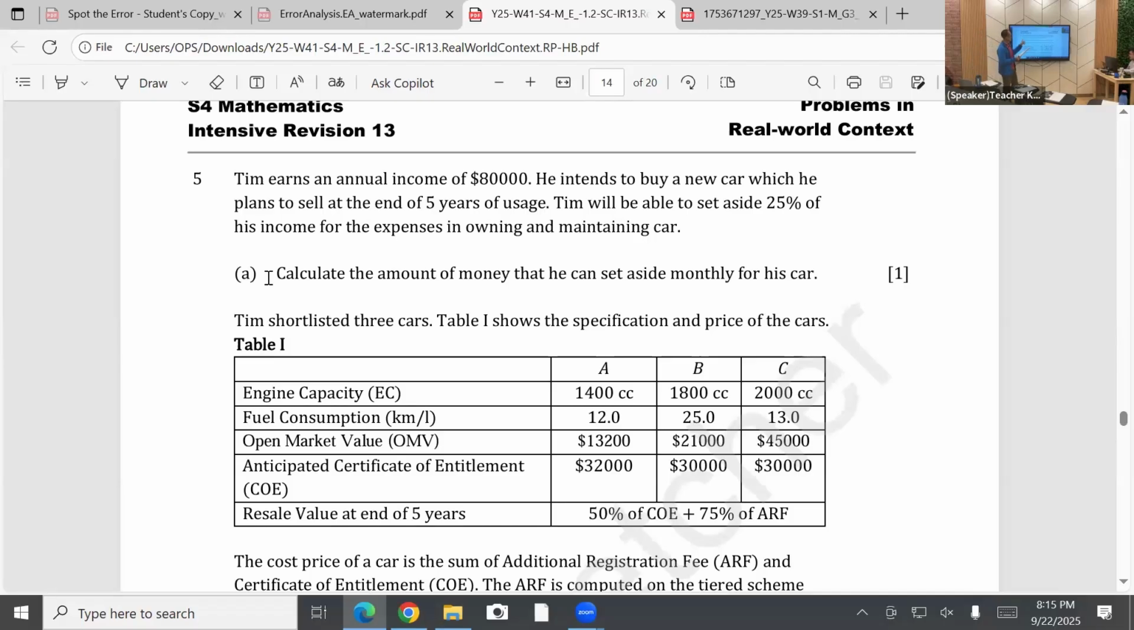Please take note of this. What is it asking for? Tim earns an annual income of 80,000. He intends to buy a car which he plans to sell at the end of 5 years of usage. Tim will be able to set aside 25% of his income for the expenses in owning and maintaining the car, and calculate the amount of money that he can set aside monthly for his car? What do you think? How would you actually go about working on this?